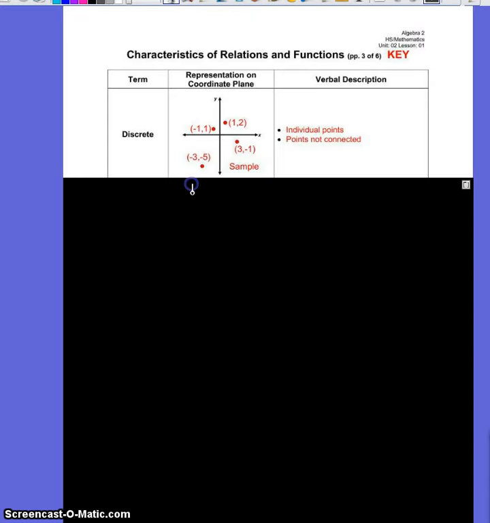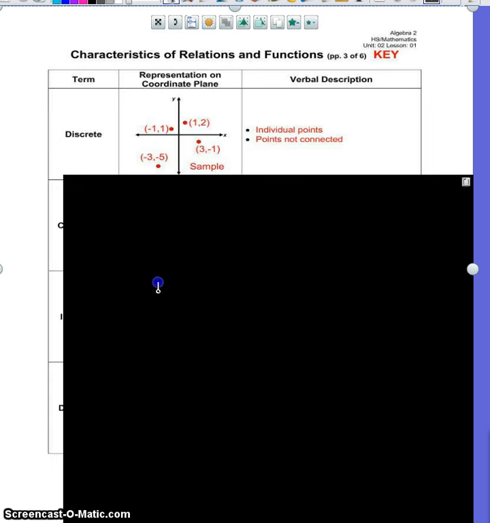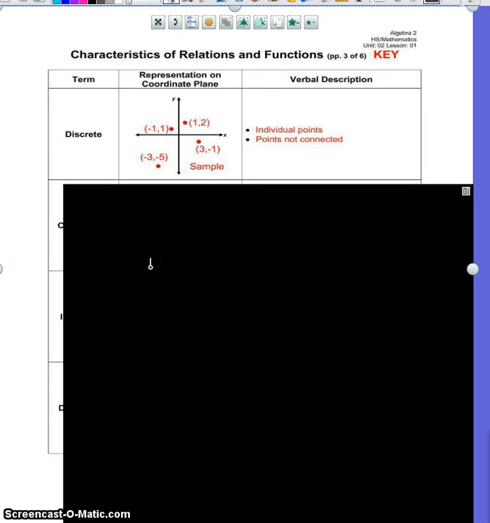Okay, now on this page, we are at discrete. Let's make that screen just a little bit bigger for you there. Discrete. So remember, discrete means that it's not connected. You have like a scatter plot. You have individual points that are not connected. Make sure you understand that. So because I have discrete data, do I still have a domain and range? What will my domain be here?